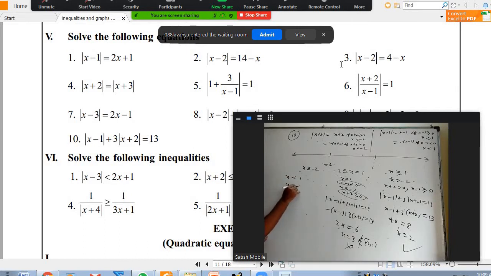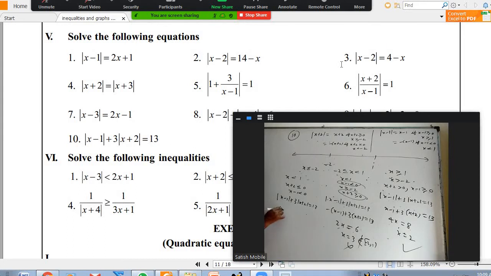When x is less than minus 2, x is less than 1 also. X plus 2 is less than or equal to 0, and x minus 1 is less than 0. So in that formula, mod x minus 1 plus 3 mod x plus 2 equal to 13. This also is negative, so I have to write minus of (x minus 1) minus 3 of (x plus 2) equal to 13. Minus 3x minus x is minus 4x, minus 6 plus 1 is minus 5, equal to 13. 4x equal to minus 18. X is minus 9 by 2, minus 4.5. That is less than minus 2 only, so it's fine.